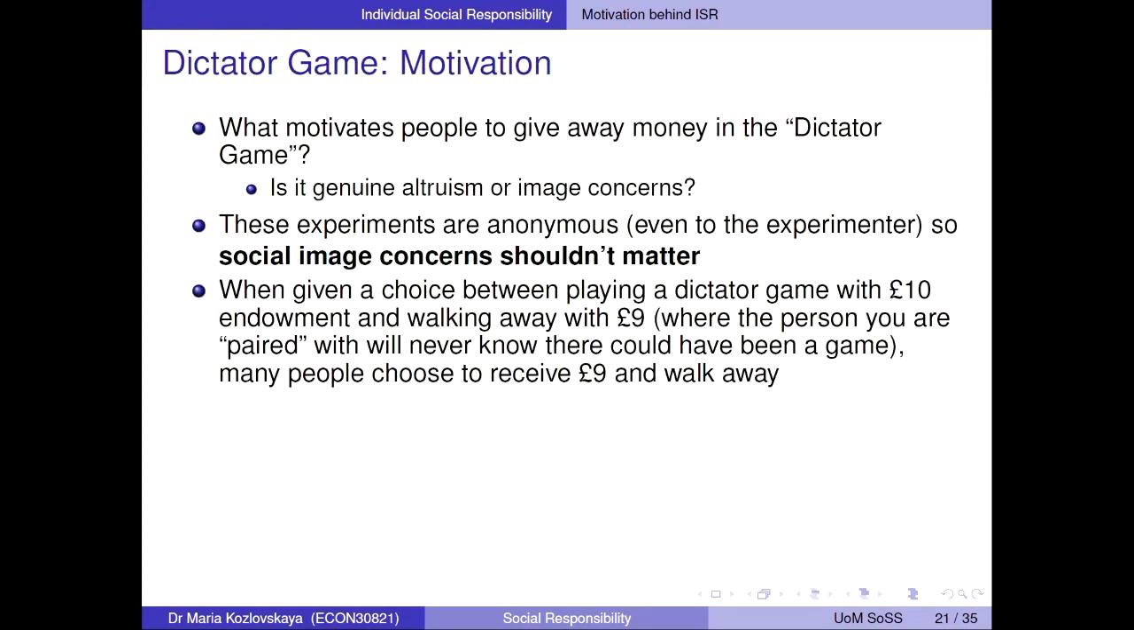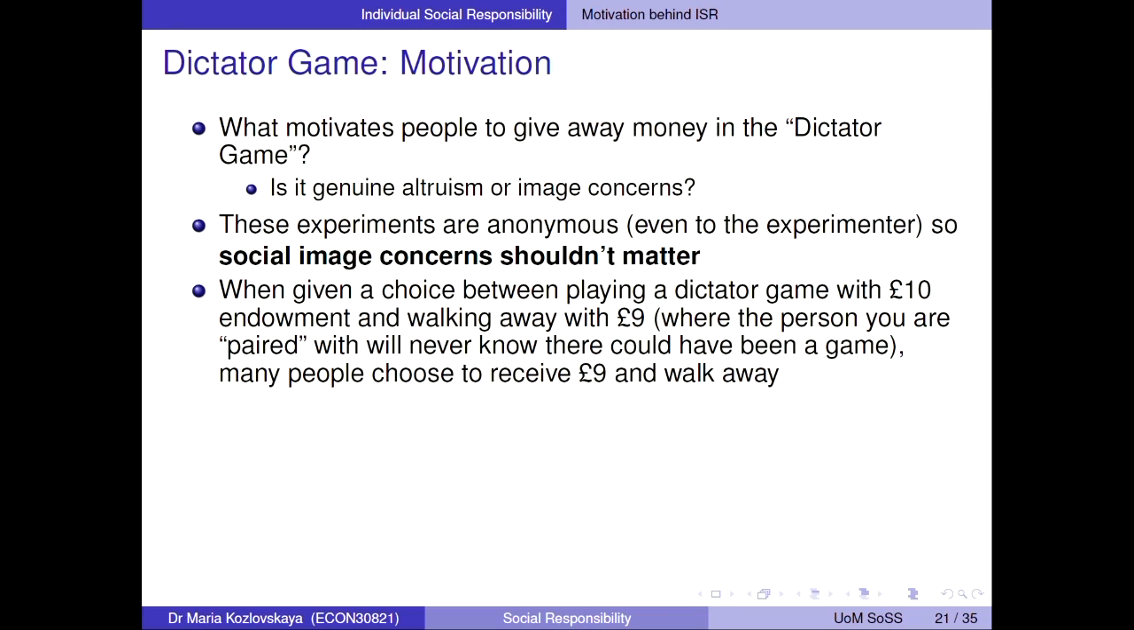So to check whether it's genuine altruism or image concerns, a twist on the design was performed for this experiment. In this slightly changed game, people who would play the role of the dictator if the game carried on were given a sort of pre-choice. Either we proceed as intended, we give you 10 quid, you decide how much to give to the other person, and the other person gratefully accepts. Or instead, we just give you 9 quid, and you walk away, and the other person never knows that the game could have taken place.